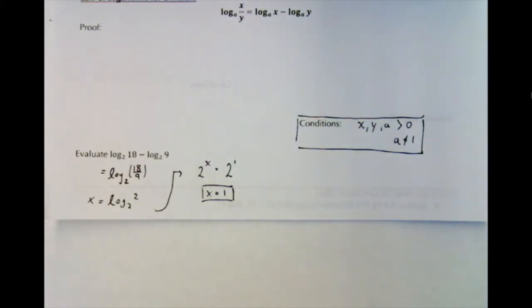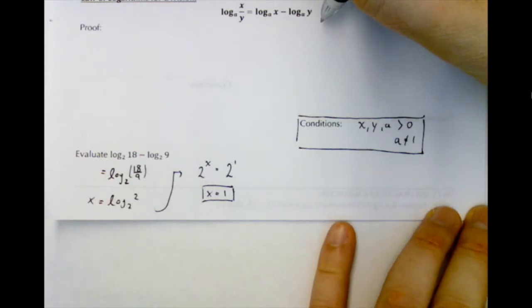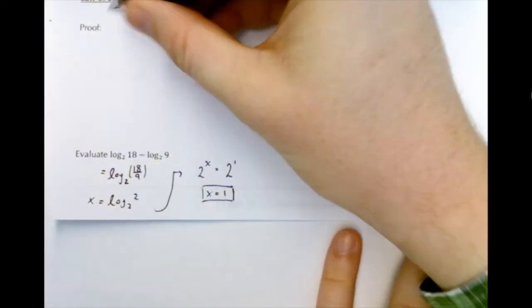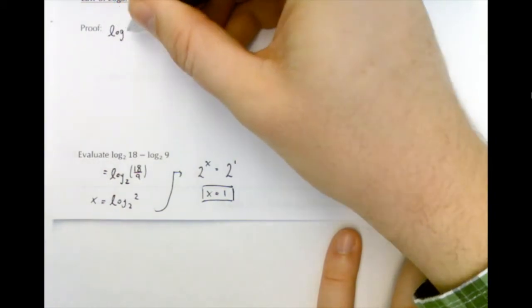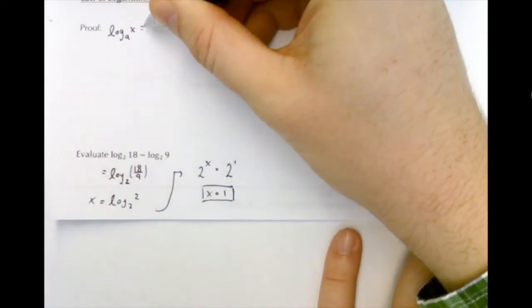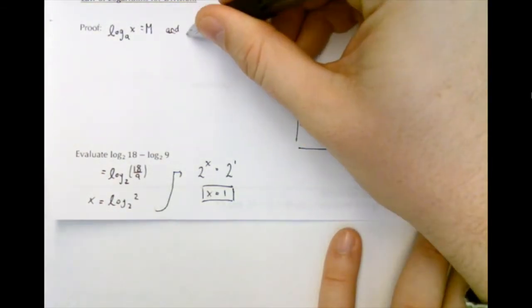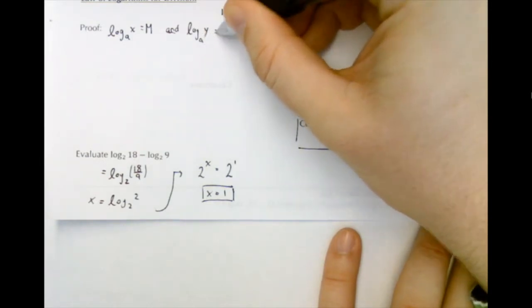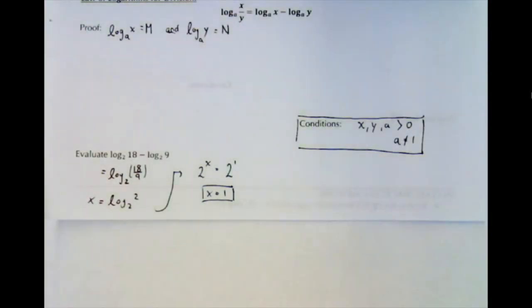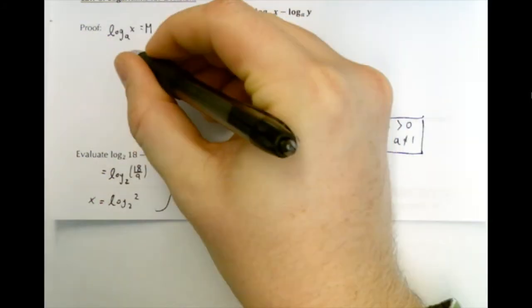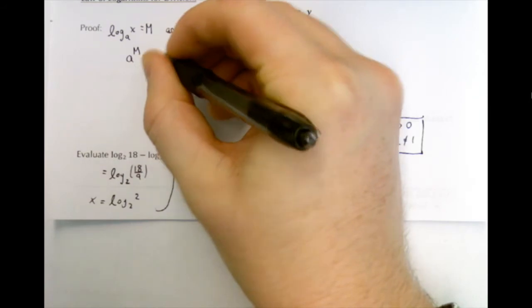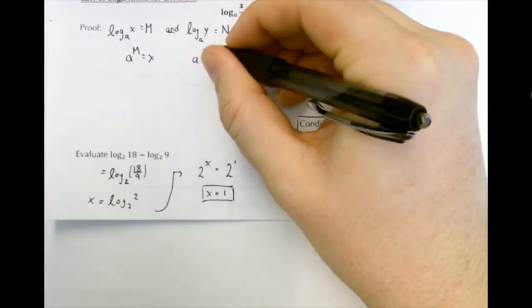To prove it, we're going to use a similar strategy that we used in the first video. I'm going to take my two logarithms on the left and write them as m and n. So our first log is log of x base a. I'm going to call that m. And our second is the log of y base a, and I'm going to call it n. If we rewrite these as powers, we would have a to the exponent m equals x, and we would have a to the exponent n equals y.